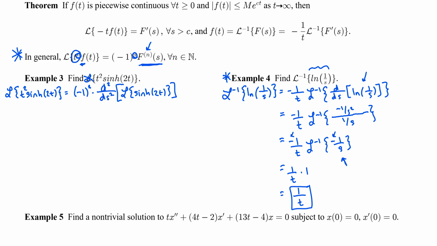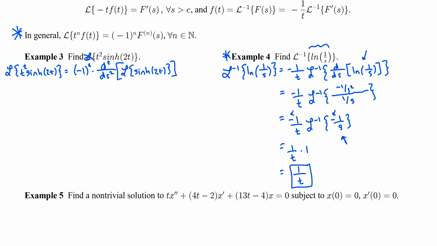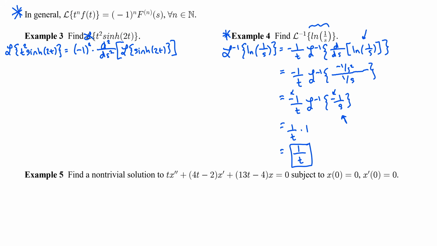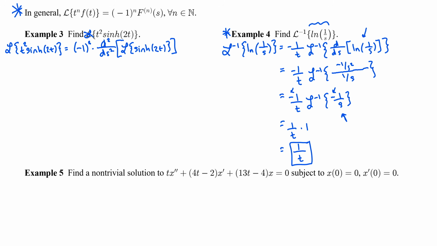Okay, so again, when you do your homework, when you take your test, you will have all of the formulas before you. Your job is to figure out, how do I interpret and correctly apply those formulas using the right order of operations. So let's continue working on this. Negative 1 squared is positive 1. So we need the second derivative of the Laplace transform of hyperbolic sine of 2t.